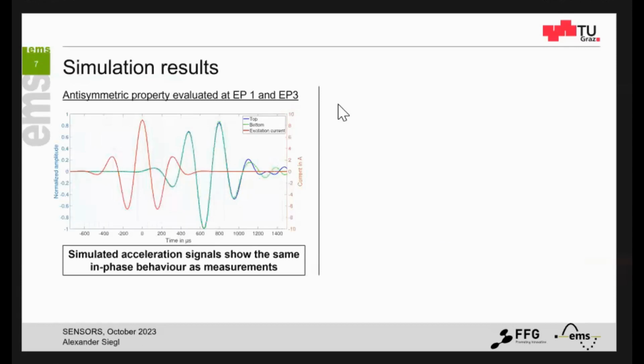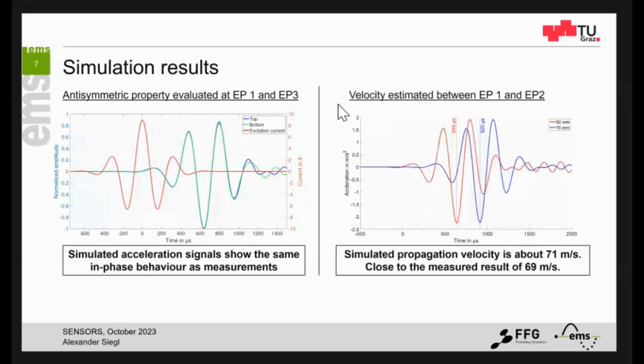regarding our two properties. First of all, we said we need the antisymmetric property, and the antisymmetric property in the simulation looks like this. Here in red, we had again our current pulse through the coil, and if we now extract the out of plane acceleration on the top and on the bottom after 50 millimeters, we see again in our simulation this nice antisymmetric property. So no time delay when we extract the acceleration from the top and the bottom at the same distance from the EMAT.